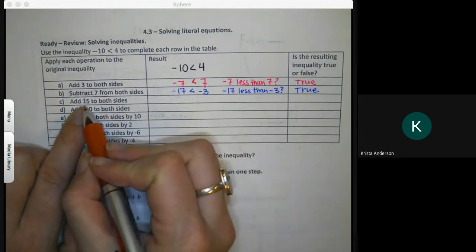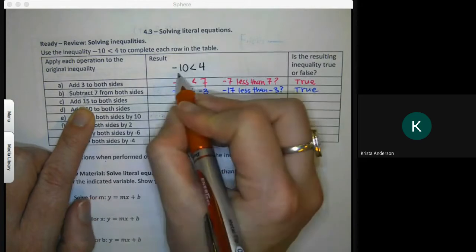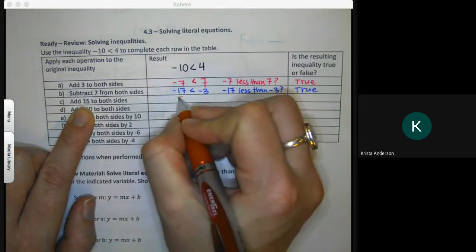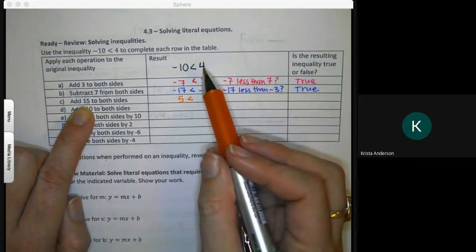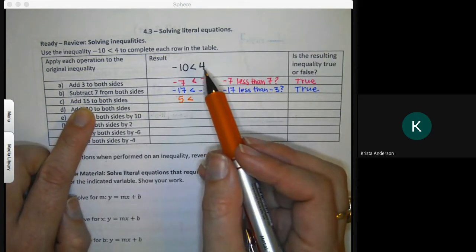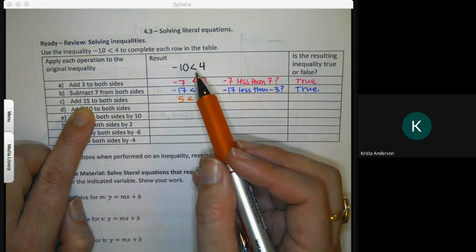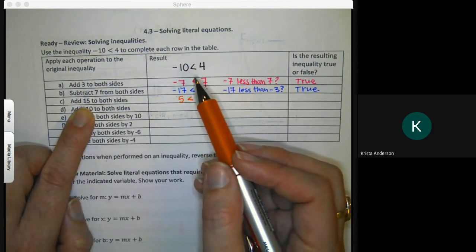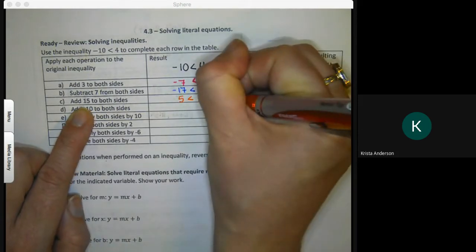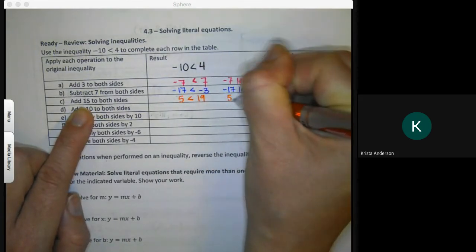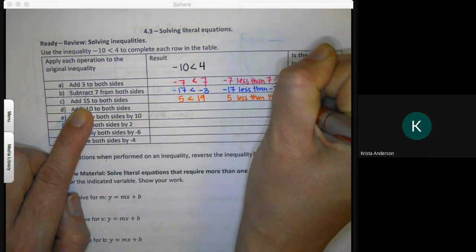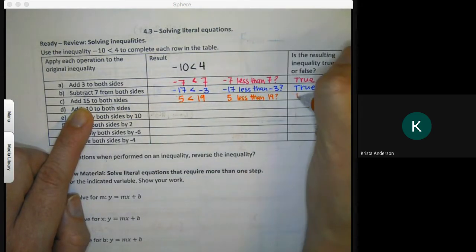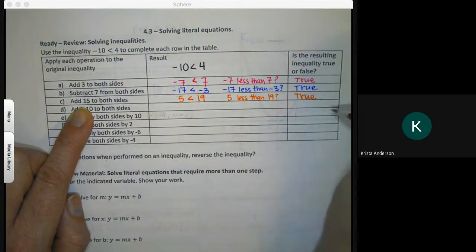What if I add 15 to both sides? -10 plus 15 becomes 5. What happens when I have 4 plus 15? What would that be? Yeah, 19. Is 5 less than 19? True.